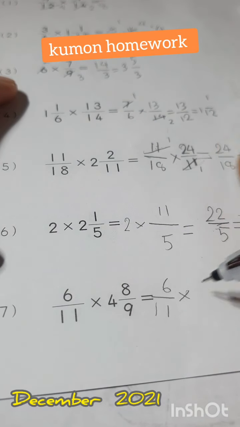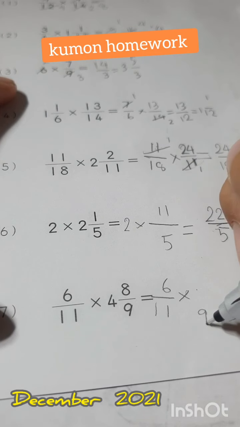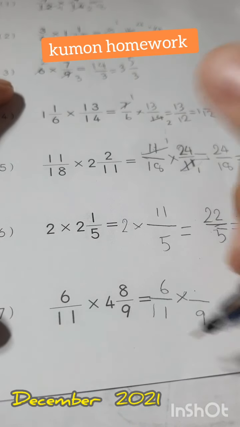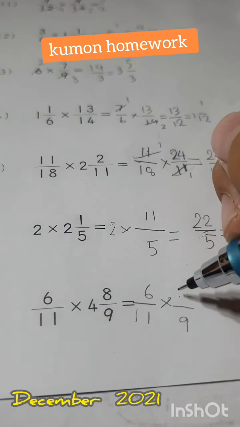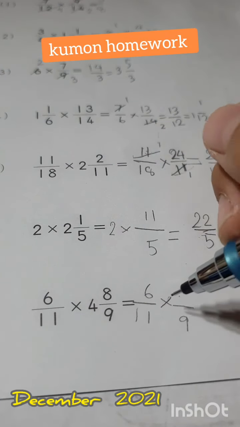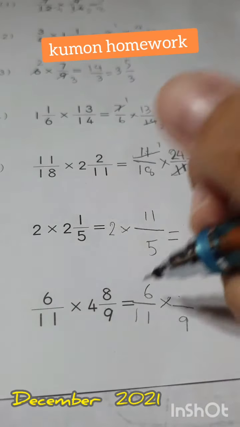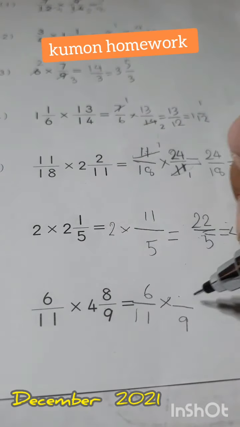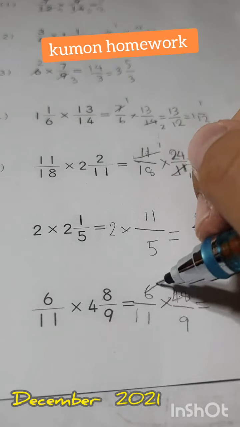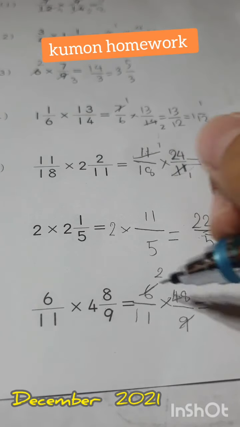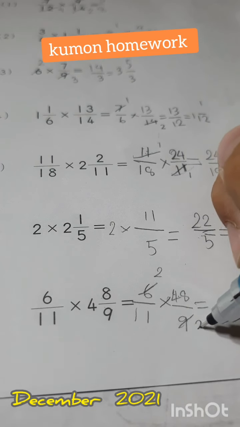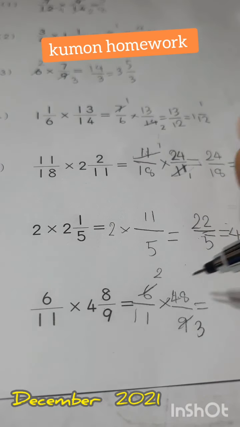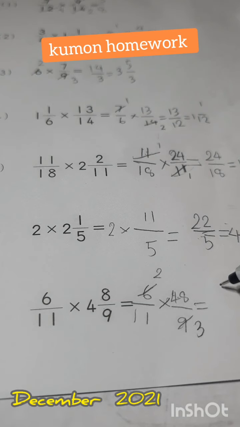11 times this one. We will exchange in proper fraction. Convert in proper fraction for whole number. Okay, 36 plus this one is 48. 48, this one, 2, divided by 3. 3, this one, 2, this one, 3. And this one is 96.